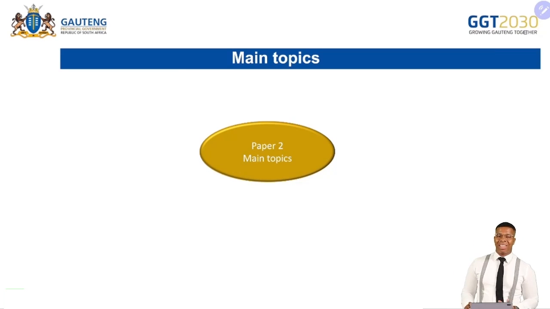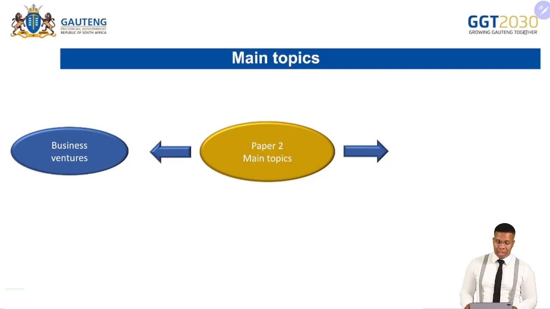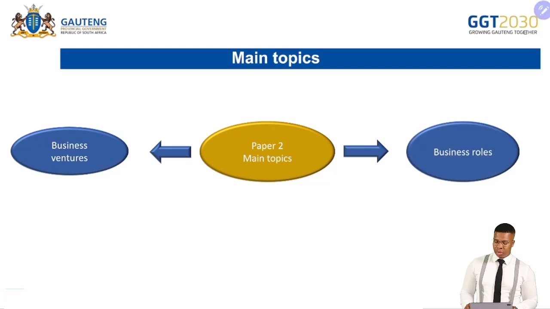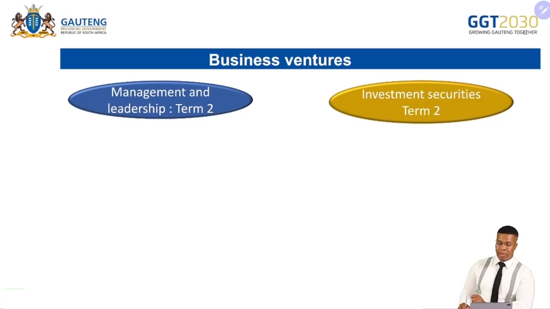The two main topics that are very key for our paper two, the first aspect is your business ventures for question two, and you also have business roles for question three. And when you're looking into question six, remember question six will be business role in your section C, and then question five will be your business venture in section C. Then business ventures will consist of the following subtopics. In your business venture, you can expect questions from management and leadership, which is an aspect we covered in term two.